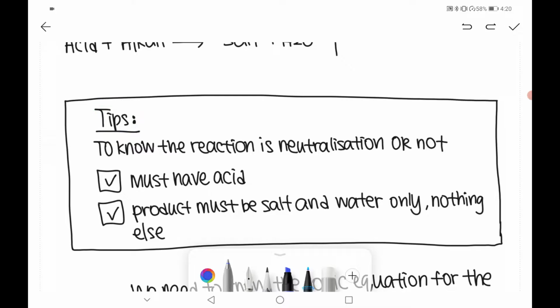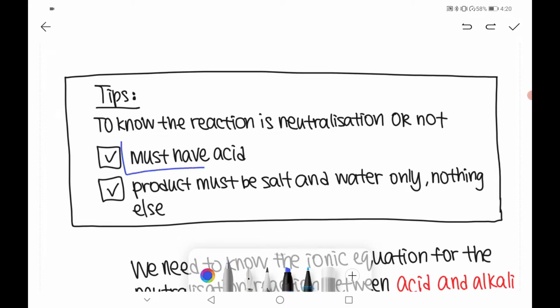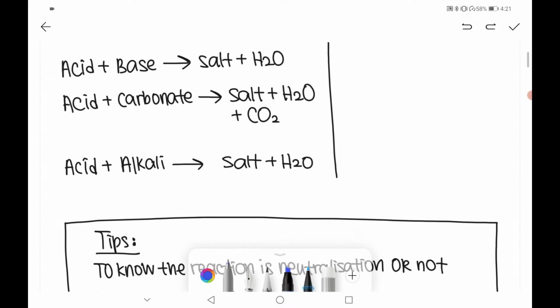Okay, so if you want to know whether the reaction is neutralization or not, you just need to check 2 things. The first one, you must have acid in the first place. You must have acid, and the final product must be salt and water only. Nothing else. So that is neutralization.